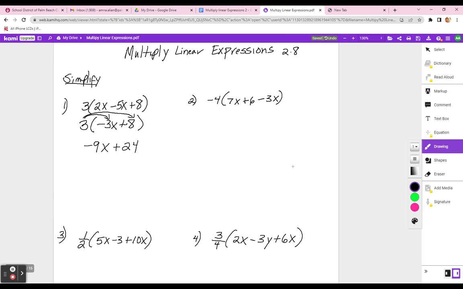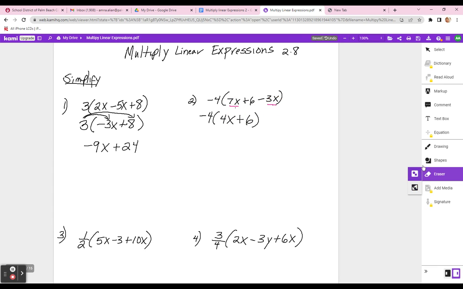Again, look inside the parentheses to see if there are any terms you can combine. And in this case, we can. We have 7x here and 3x here. These are like terms. We should combine them first. So that's what I'm going to do. 7x minus 3x, that's 4x, plus 6.